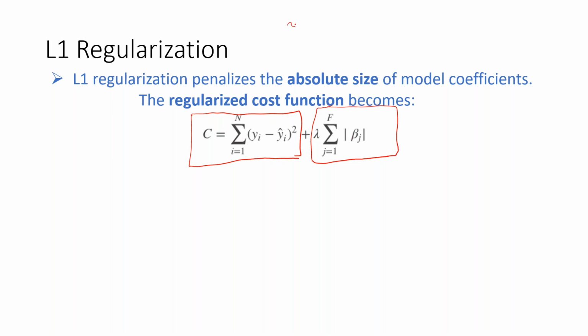Let us take a simple two-feature model: beta 0 plus beta 1 x1 plus beta 2 x2. Very few observations are there. It has been minimized based on this cost function, but I want to regularize it. So I'm using this new term. What is this new term really?